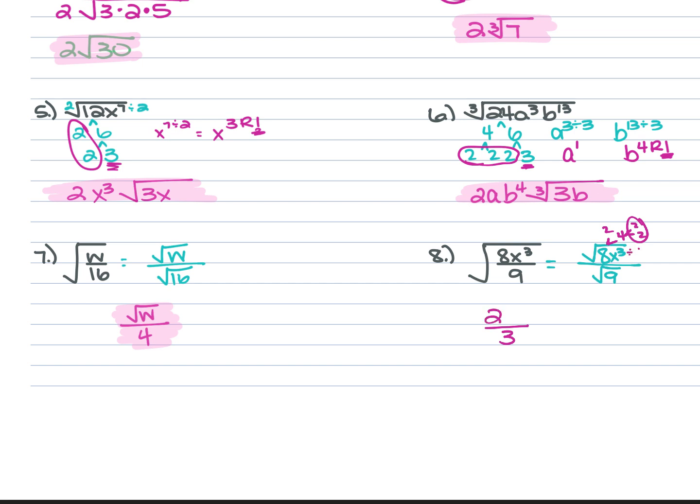That x cubed, divide the cubed by 2, that's going to give you 1x with 1 left over. So underneath, you're going to have a 2 and an x. Outside, you're going to have a 2 and an x. And the denominator is just 3. So it's just 2x times the square root of 2x over 3.